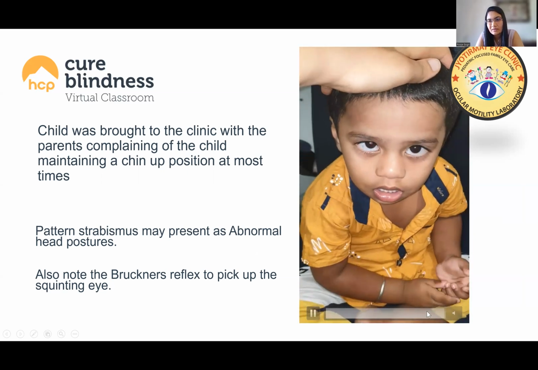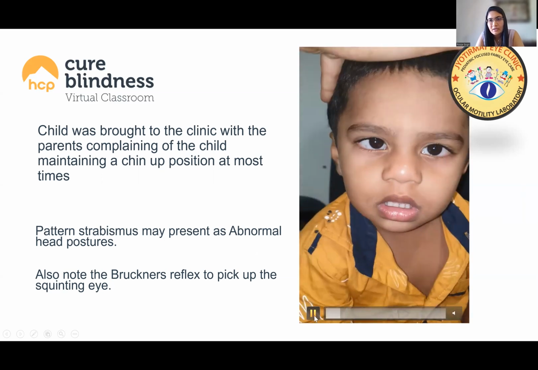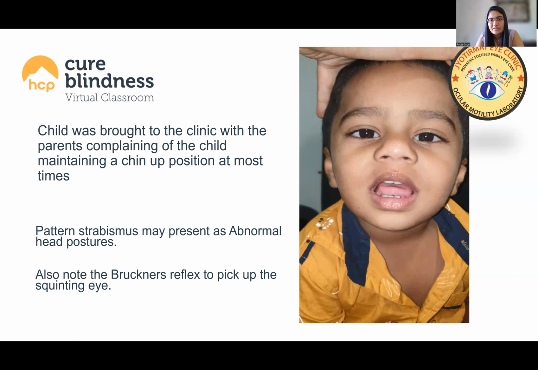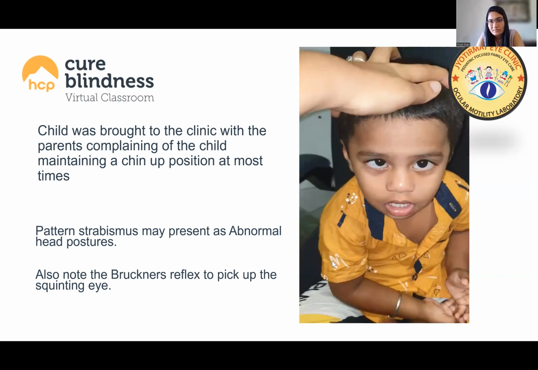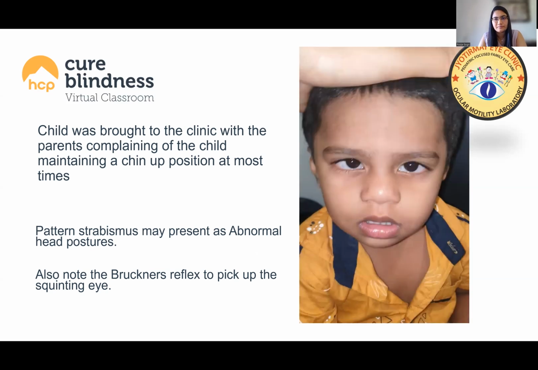Also look at the Bruckner's reflex over here. We see that when the child looks up, down gaze is where he prefers keeping the chin up so that his fusion potential is more. Now you see this color over here in the reflex, which is the Bruckner's reflex to pick up strabismus in a squinting eye in young kids. So abnormal head positions are also a clinical feature or manifestation of the strabismus, where patients will adopt a head posture where the fusion is the best or the strabismus is the least.